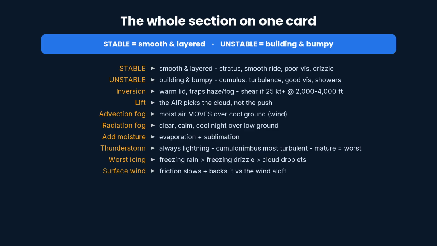Thunderstorms always have lightning. Cumulonimbus is the most turbulent cloud, and the mature stage is the worst. Freezing rain builds ice the fastest. One line runs through all of it. Stable is smooth and layered. Unstable is building and bumpy.